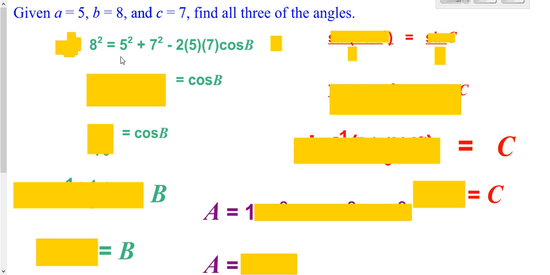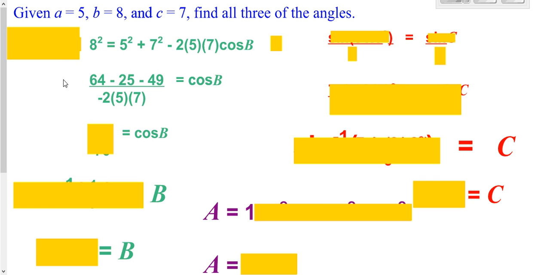Now, some people will have a tendency to put these numbers together, but we can't put these numbers together because these numbers here are attached to the cosine. So to get rid of 5 squared, I'm going to subtract 5 squared. To get rid of 7 squared, I'm going to subtract that. Now, this right here is being multiplied by the cosine of B. So to undo multiplication, I'm going to just go ahead and divide by that.